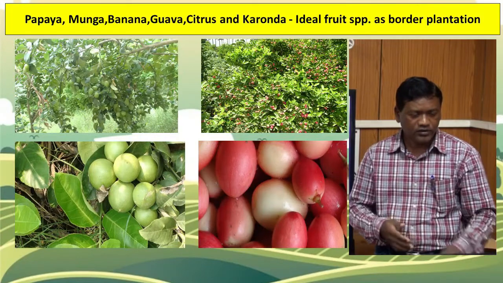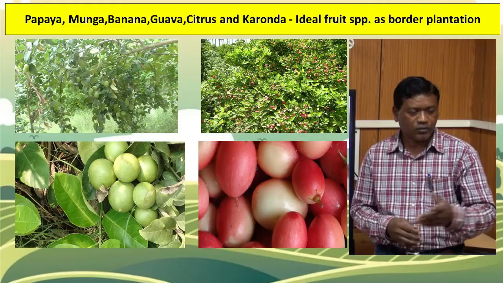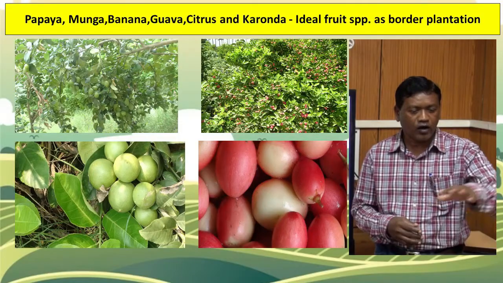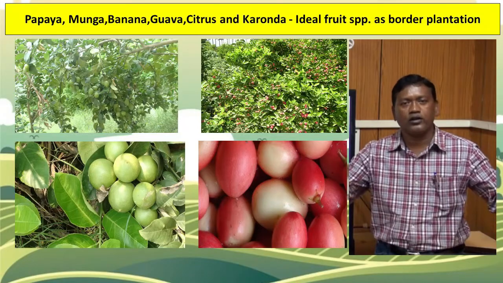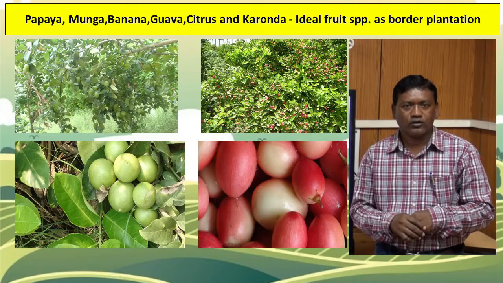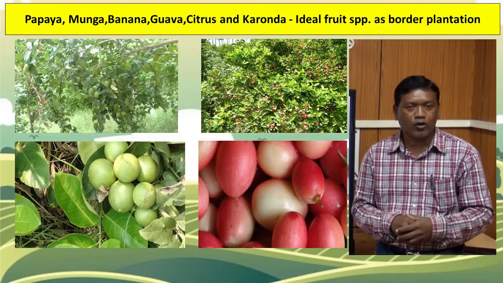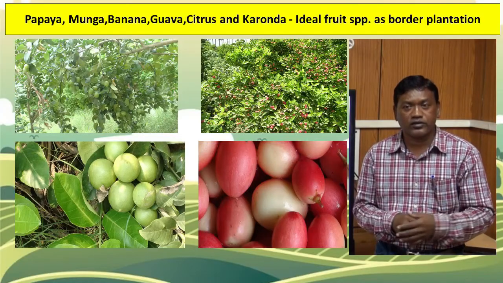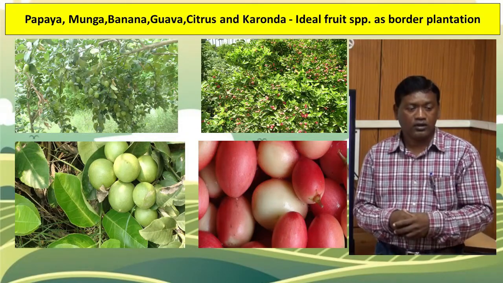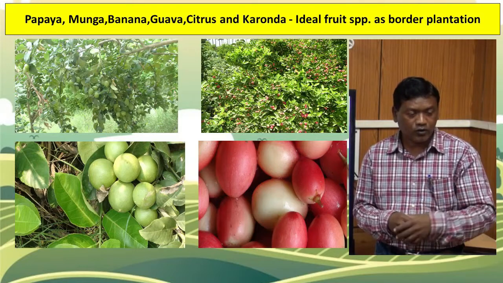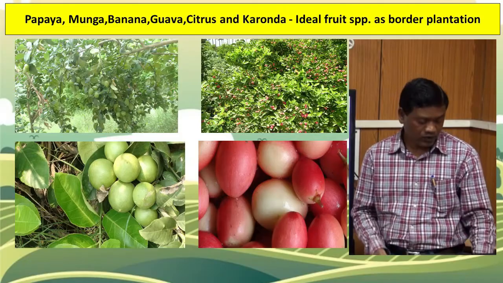These are the crops which can grow in the boundary: papaya, moong, drumsticks, banana, guava, citrus, karonda. These are all boundary plantation crops. These do not require more land. They are only grown on the border, because this acts as your fencing. So growing these types of crops, which require fewer inputs, these types of trees or fruits, you can get the maximum yields and increase your income from the farming system.